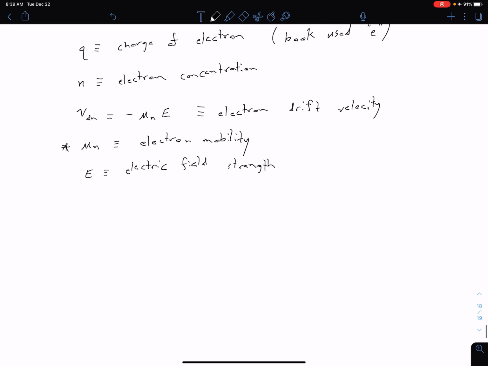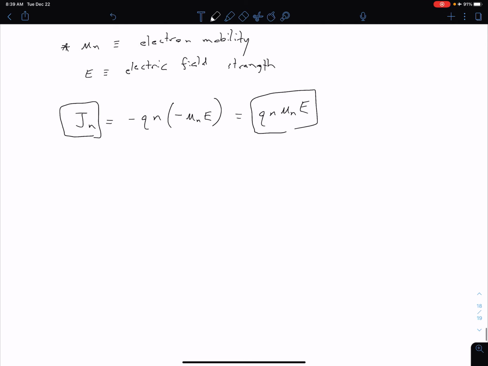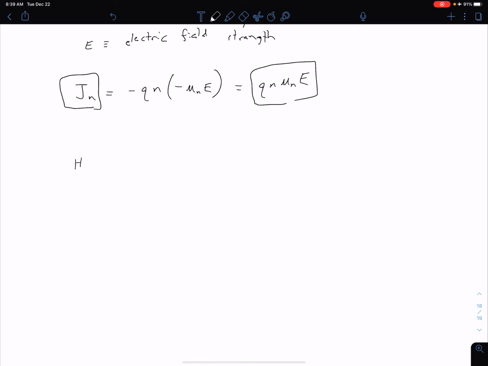So let's go ahead and actually write that out. We have our J sub n is equal to negative q times n, and then let's substitute in for that velocity. That drift velocity is negative mu sub n times E. Our two negative signs cancel out, and we're left with q n mu sub n times E. So that is the expression for our electron drift current density. So similarly, we could look at our hole drift current density.